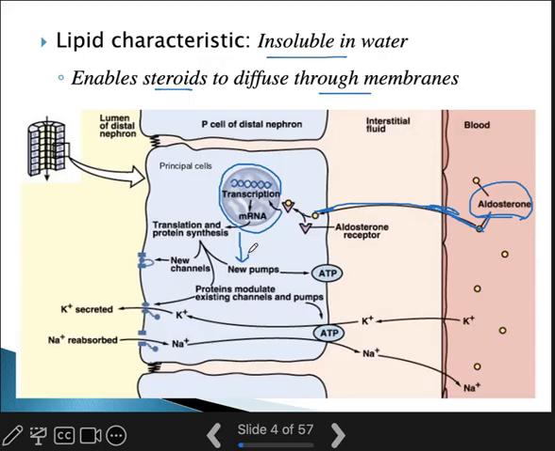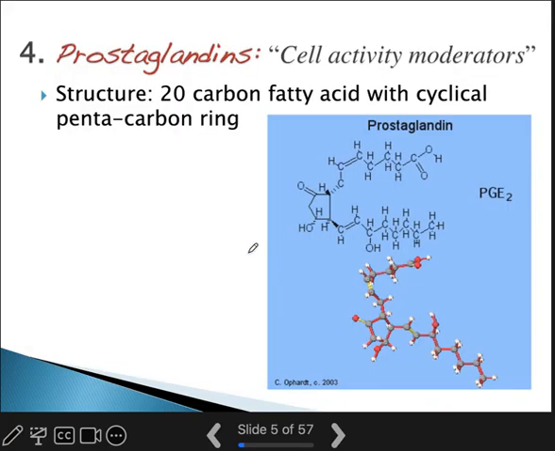So this initiates a cascade that eventually results in new proteins within the cell and new activity occurring within those cells. Now, prostaglandins are also going to be cell modifiers. They're going to change cellular activity, but their structure is actually more similar to our phospholipids. In fact, they're going to be produced from phospholipids. The structure is going to be a 20-carbon fatty acid chain that's going to be made cyclical as part of the synthesis of the prostaglandins. So this is a nice structural rendition of what one of those prostaglandins might look like.